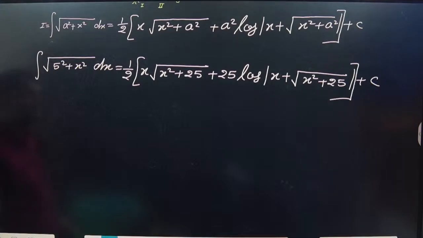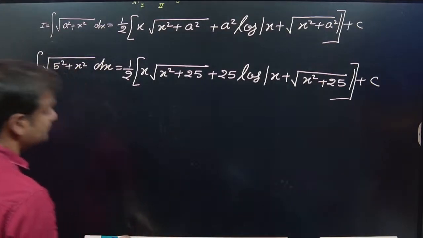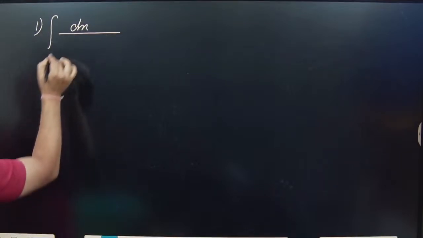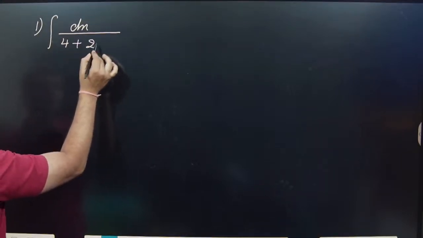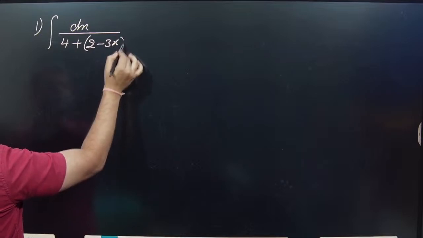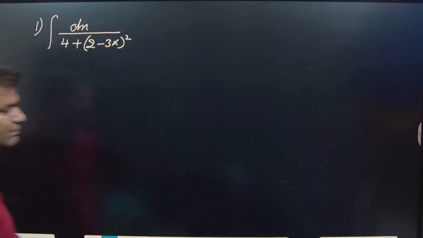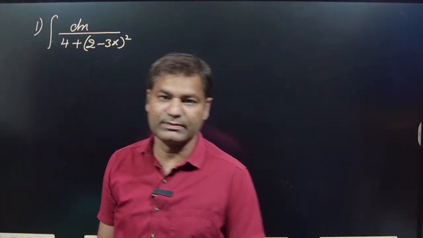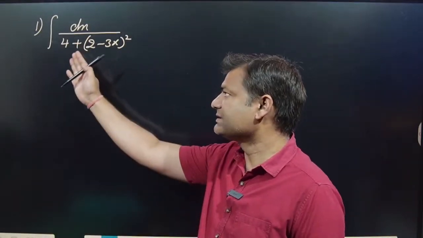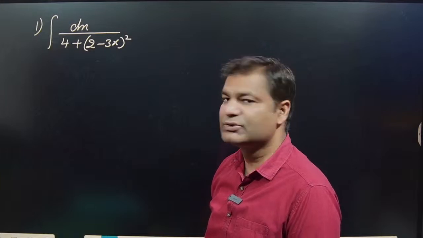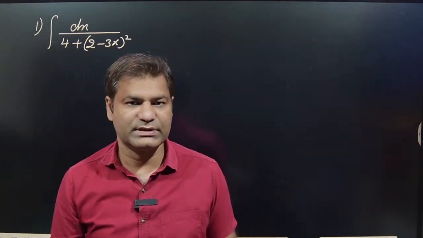Now take some problems. Exercise based problem. Problem number 1, dx divided by 4 plus (2 minus 3x) to the whole square. How can we solve this type of problem? Here dx divided by 4 plus (2 minus 3x) to the whole square.